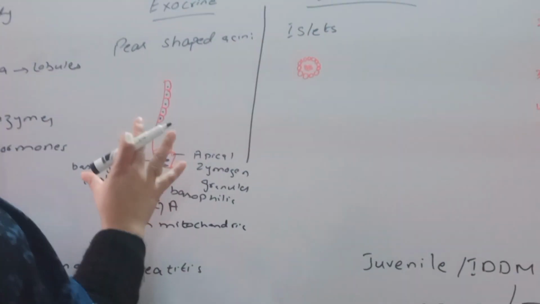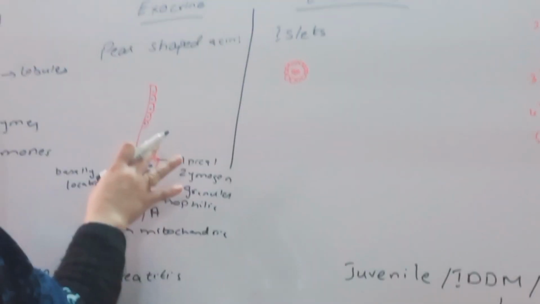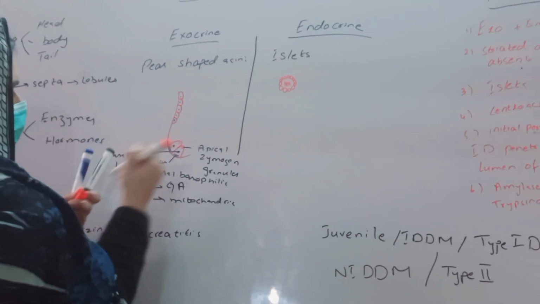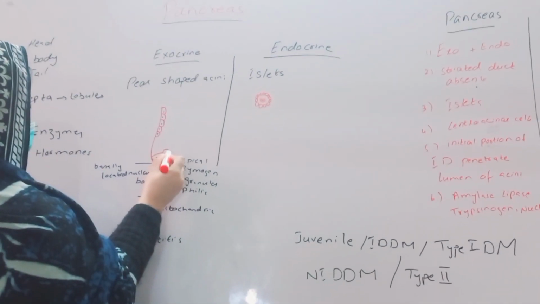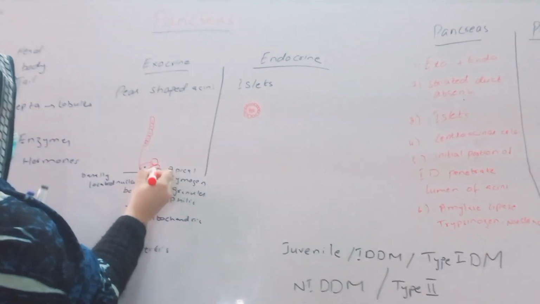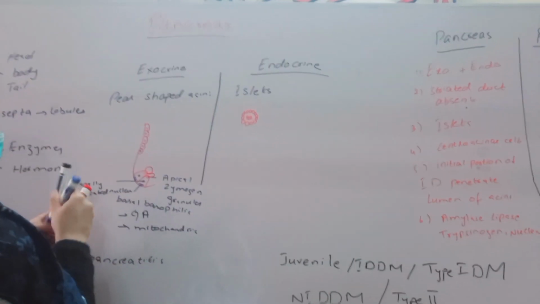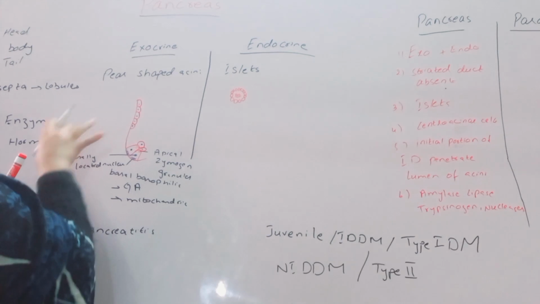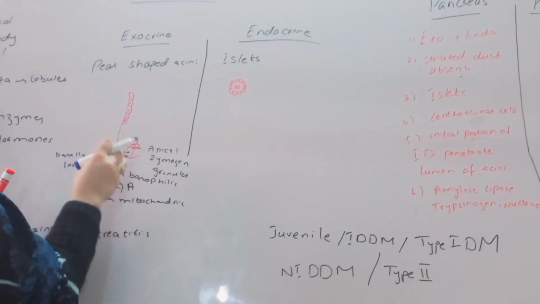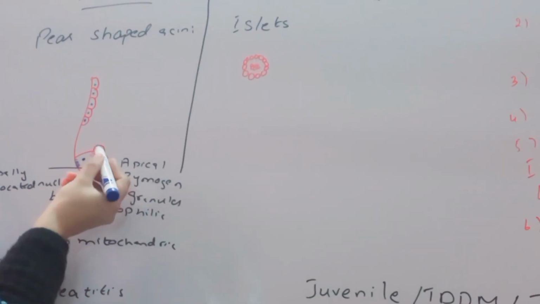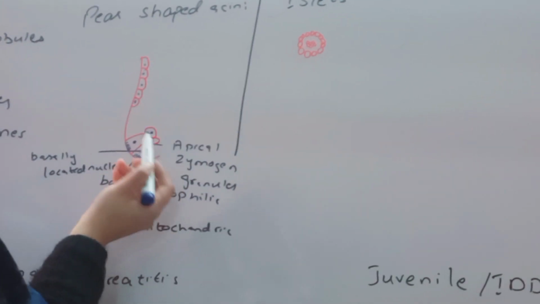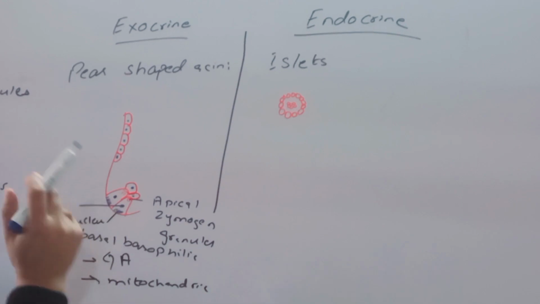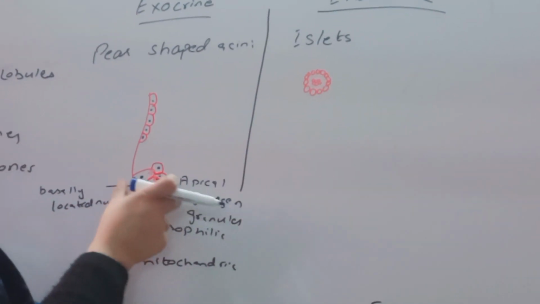Then we have a very typical feature of the exocrine portion. In the acini, you will find centroacinar cells. Here you will find the centroacinar cells. These cells protrude towards the lumen. They project towards the lumen of the acinus, and they secrete some bicarbonate ions to alkalinize the secretions which are coming from the stomach. So this is the acinus.